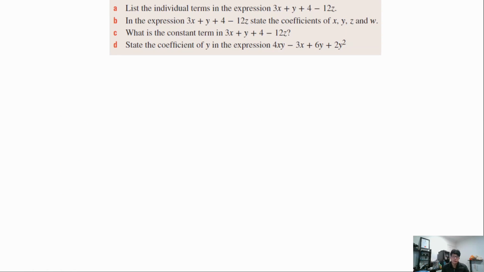Alright, now moving on, it's your turn. Let's just pause the video here, have a go at these by yourself, and just unpause the video when you're ready to go through them with me. Alright, so this first one, we need to list the individual terms in the expression 3x plus y plus 4 minus 12z.